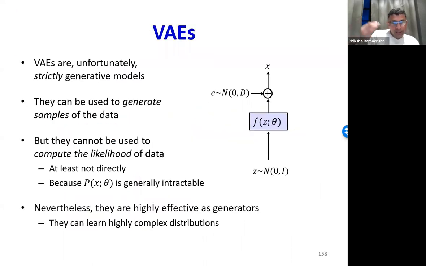And so this is a variational autoencoder. VAEs are unfortunately strictly generative models. They can be used to generate samples of data, but you cannot use them to compute the likelihood of data because P of X is not tractable. Nevertheless, we've seen they're very effective as generators.